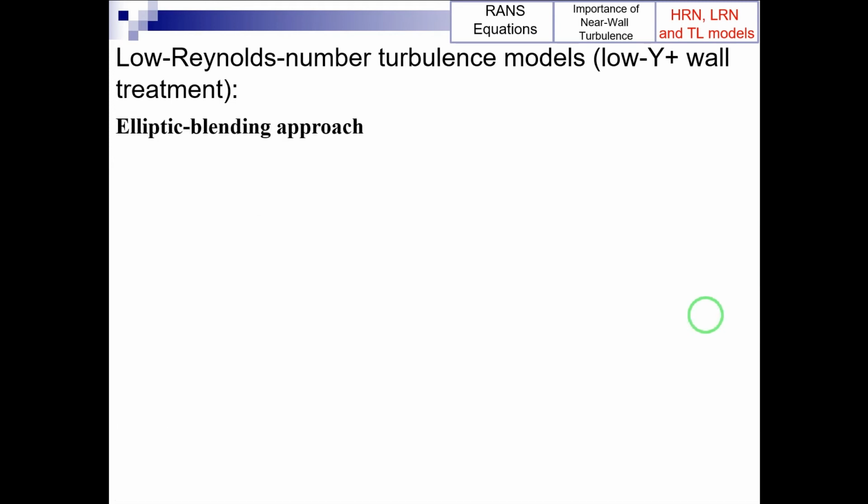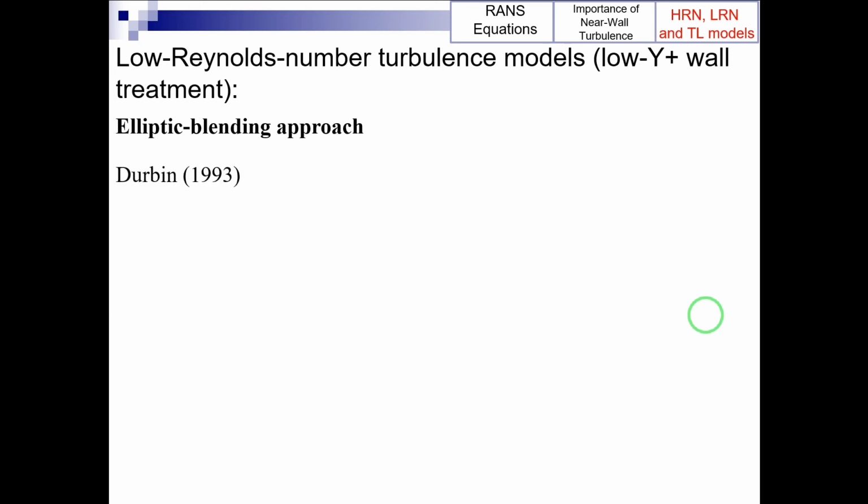The third and last approach, which is called the elliptic blending approach, is solving additional equations to consider the wall effect without using damping. This approach provides a more physical model for wall damping effects.